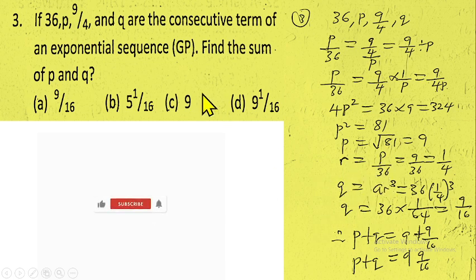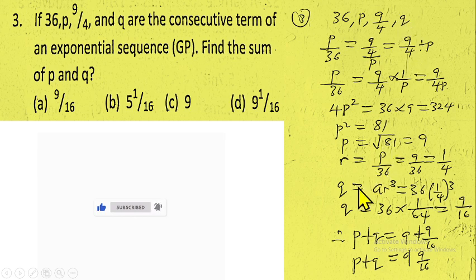Now that we know the value of p, we can find the constant ratio. That will be p over 36. Since p is 9, that will be 9 over 36, so the constant ratio is 1 over 4. Therefore, we know the constant ratio, and that means you can find the value of q from there. This is the first term, second term, third term, fourth term. So q is the fourth term.